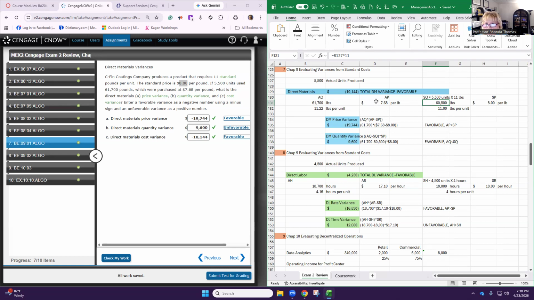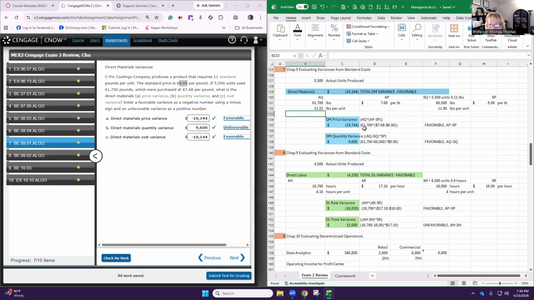Now let's compare the price. The actual price per pound that we paid was $7.68, and the standard price was expected to be $8. So we're doing a little better with our price. So I think with this information, and it's 11 pounds per unit, and then I figured out if you took 61,700 divided by the number of units that you're making, we used a little beyond the pounds, right? Yep. So I think we're going to have one favorable and one unfavorable. So let's see how this works.